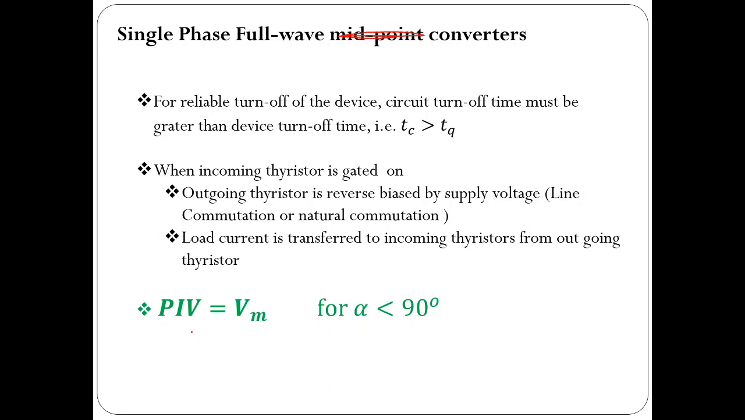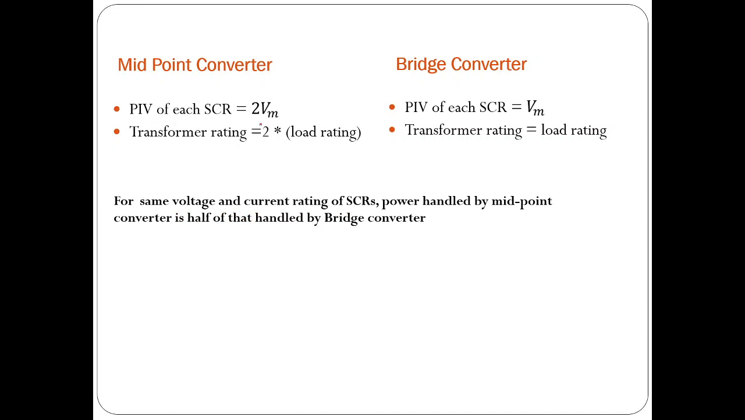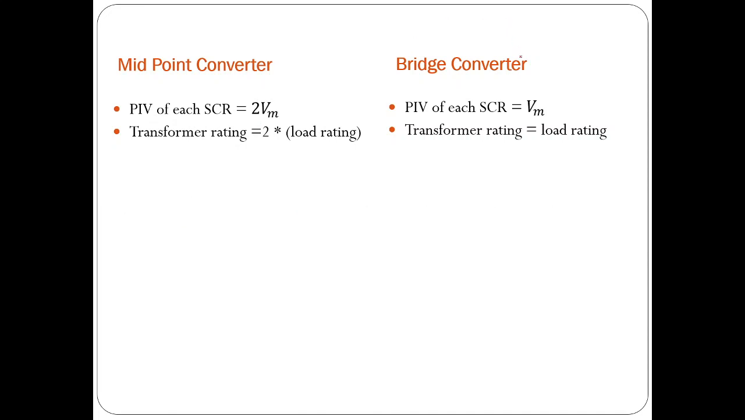In case of midpoint converter, you require a transformer also, right? So we have the midpoint tapping transformer, which is costly. So let us compare the midpoint converter with bridge converter. Peak inverse voltage for each SCR for midpoint converter is 2 Vm, assuming alpha is less than 90 degrees. And peak inverse voltage for SCR for bridge converter is Vm, so it is 50%. So rating of each SCR would be reduced by 50%.